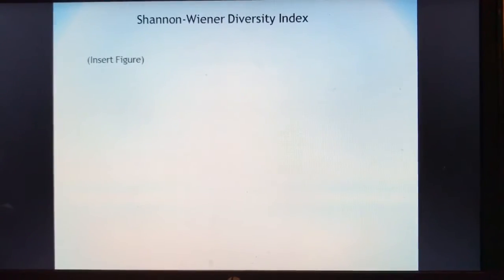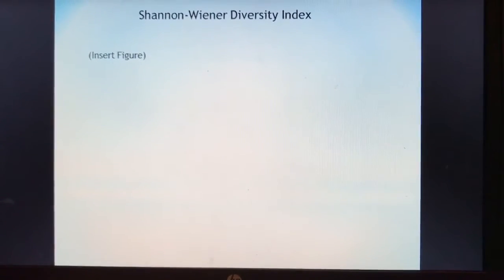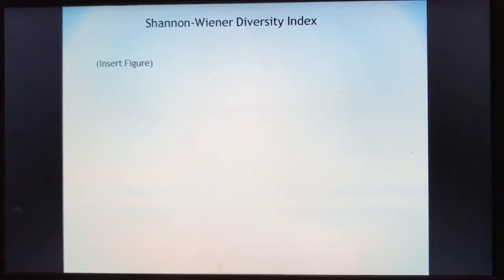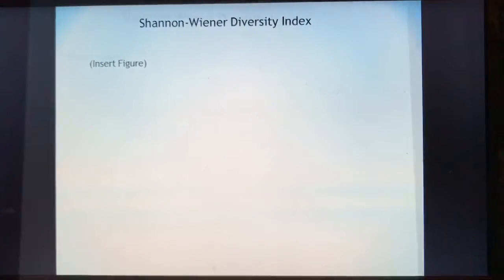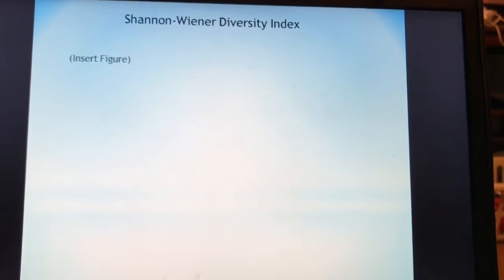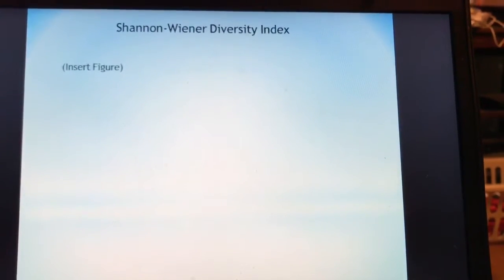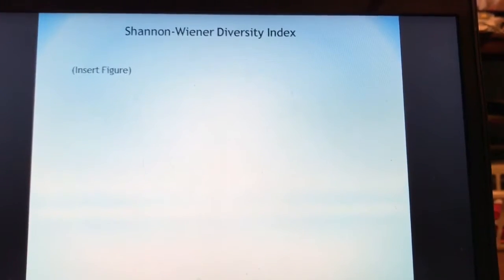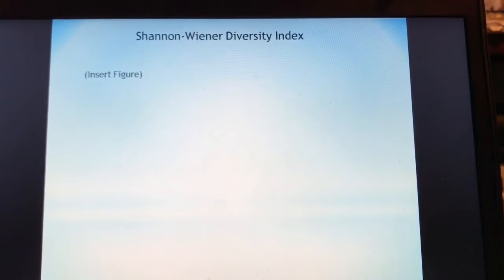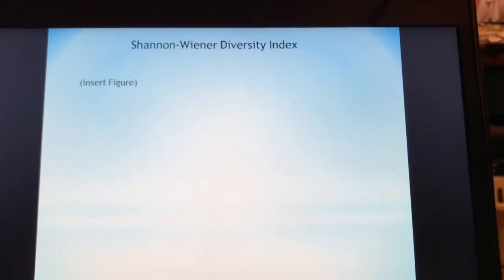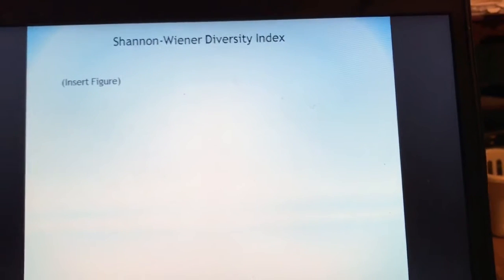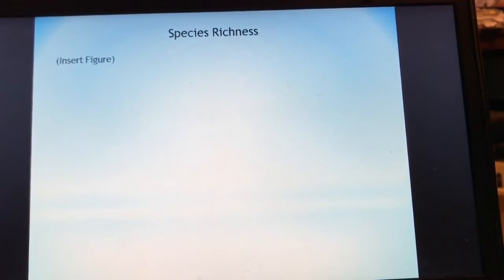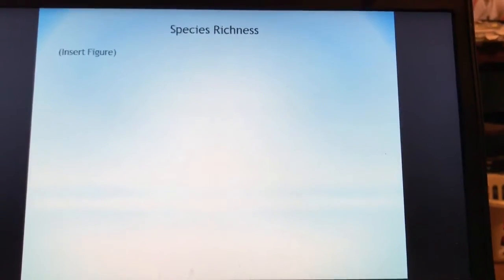macroinvertebrates. Here is going to be the Shannon-Weiner Diversity Index, which I still need to work on. The Shannon-Weiner Diversity Index is a measurement that accounts for both abundance and evenness of the species present, measuring the diversity of species in a community, and the higher the value, the higher the diversity. I also looked at species richness, which tells the number of different species in a community.